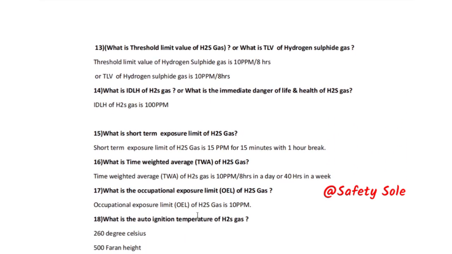What is the threshold limit value of hydrogen sulfide gas, or what is the TLV of hydrogen sulfide gas? The threshold limit value of hydrogen sulfide gas is 10 ppm per 8 hours.